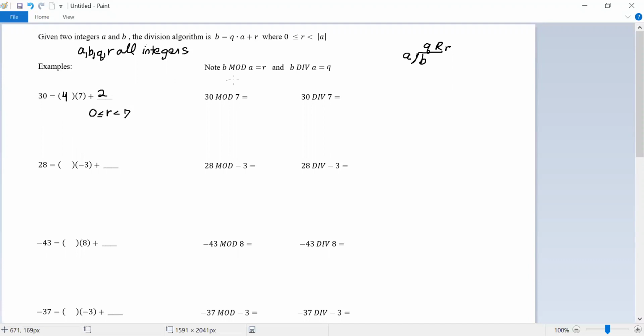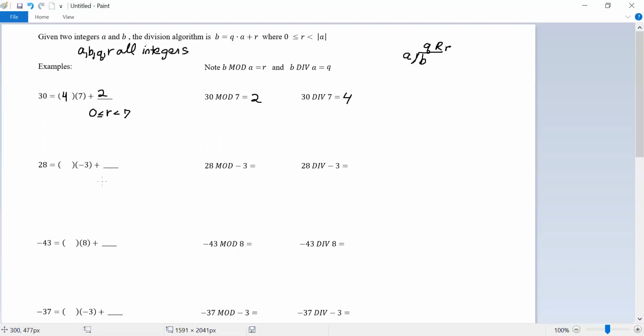Notice the definition of these two operations, mod and div. B mod A is the remainder I get when I do B divided by A, and B div A is the quotient I get when I do the division. So looking over here, the remainder I got from 30 divided by 7 was 2, and the quotient I got was 4. So 30 mod 7 is equal to 2, and 30 div 7 is equal to 4.